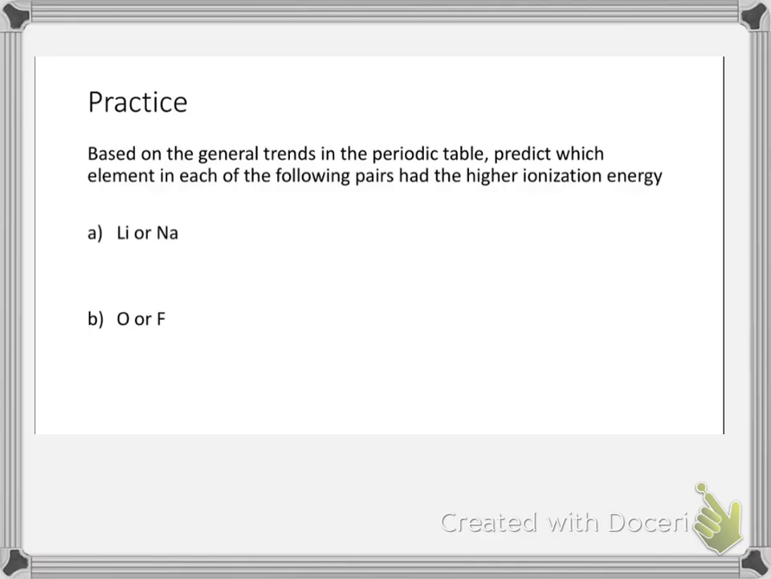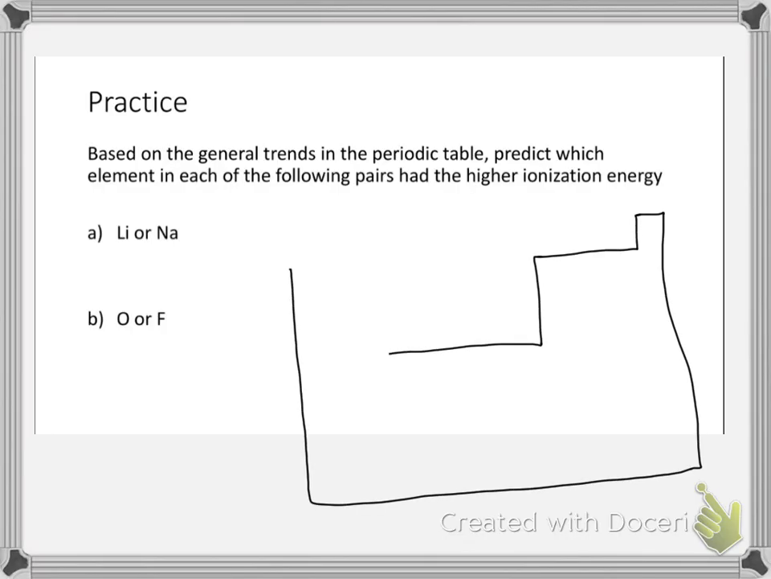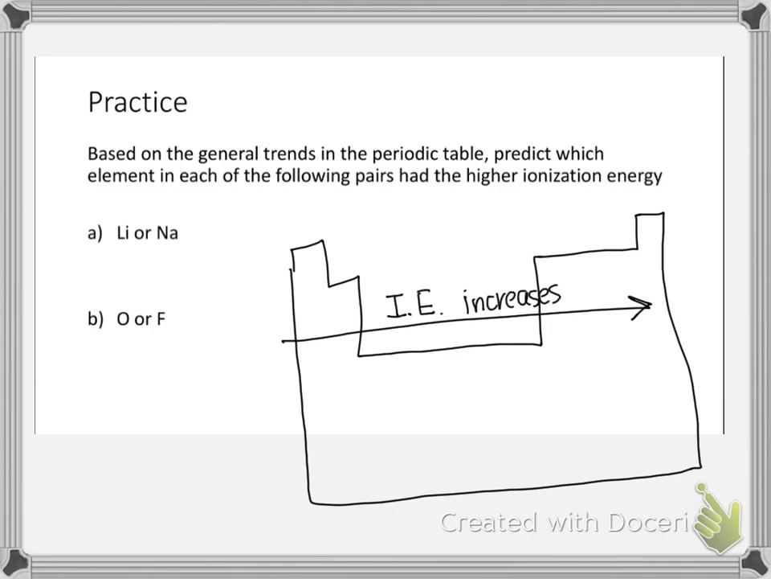Now, general trends. For some reason, I didn't put the periodic table. But let me show you what I do when I don't have a periodic table and I want to visualize it. I just draw a messy one. I'm just wanting a trend, right? And I know that ionization energy increases this way. I'm just putting IE for ionization energy. And ionization energy increases this way.